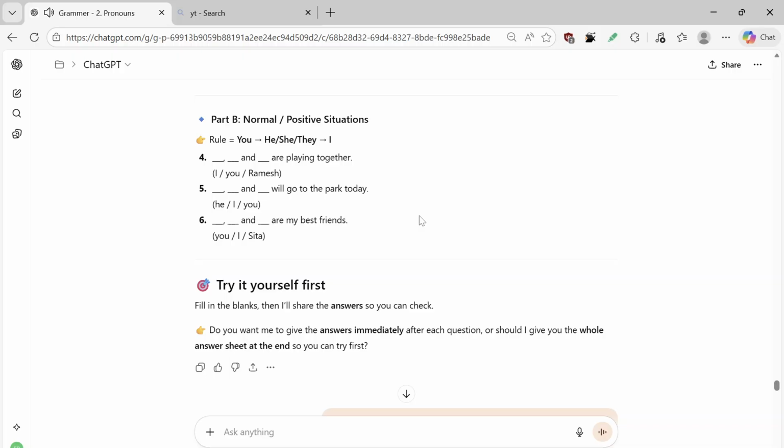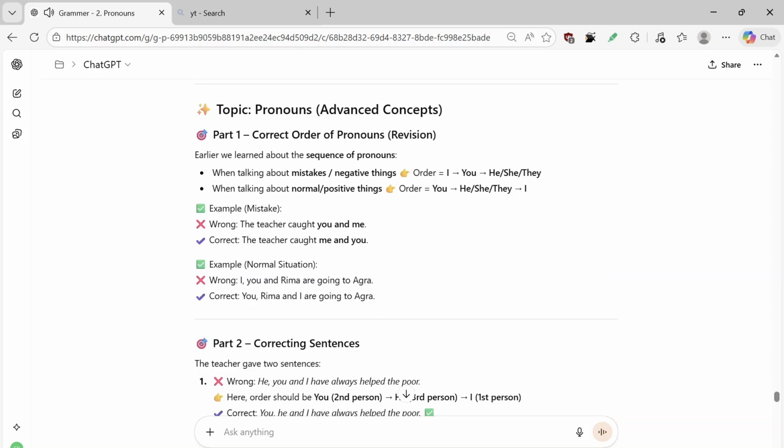Try it yourself first. Fill in the blanks, then I'll share the answers so you can check. Part 1. Correct order of pronouns revision. Earlier we learned about the sequence of pronouns. When talking about mistakes, negative things, the order is I, you, he, she, they. When talking about normal positive things, the order is you, he, she, they, I.